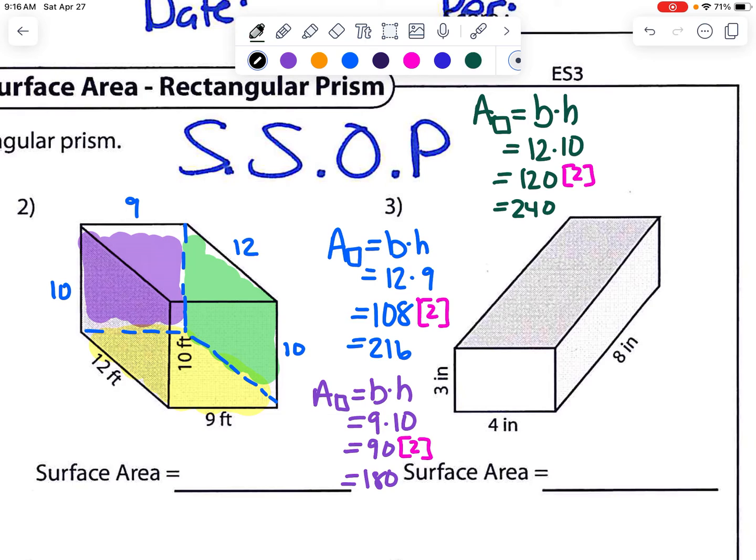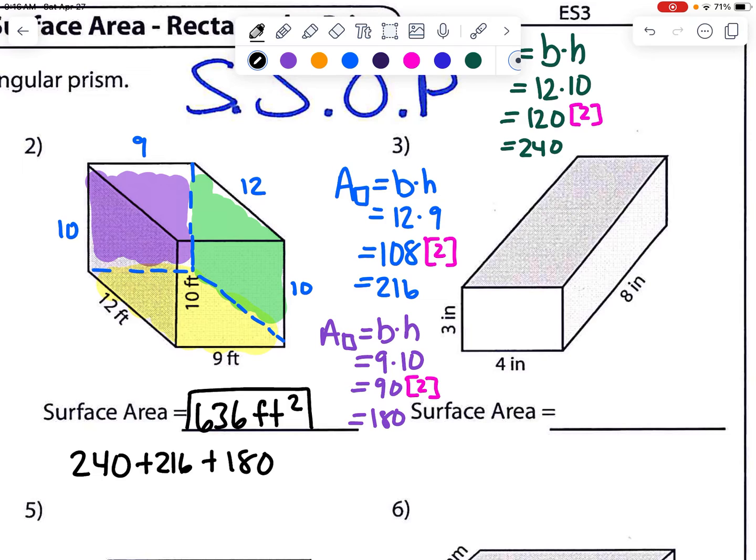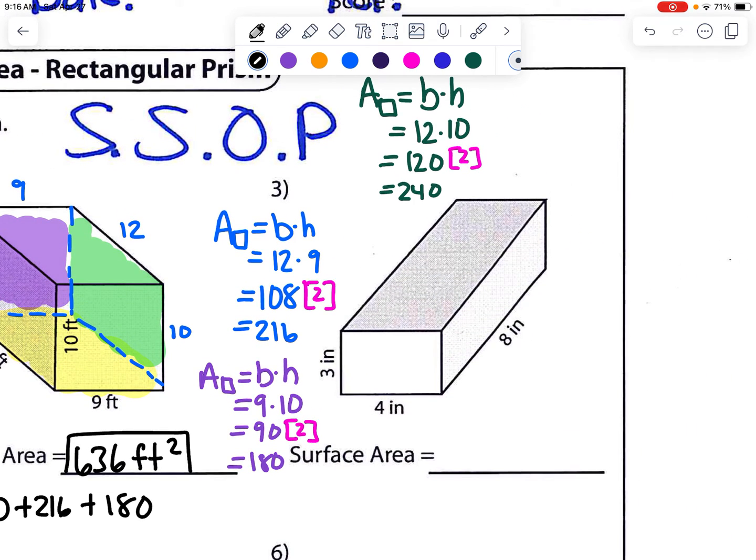And now we're going to add up all 3 numbers. So we're going to add up 240 plus 216 plus 180. When you add up all 3 of those numbers, you shall get 636 feet squared. Final answer. Alrighty, let's move on to the next one. And please, please be doing this on a separate sheet of paper. Otherwise, you won't get full credit.